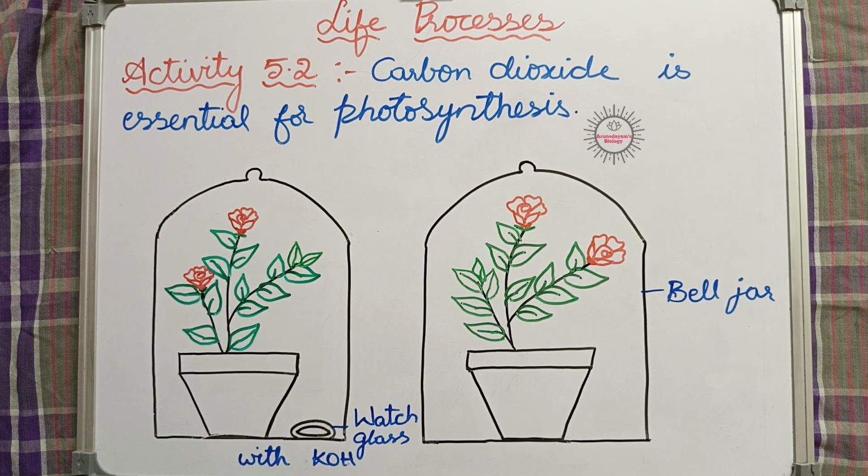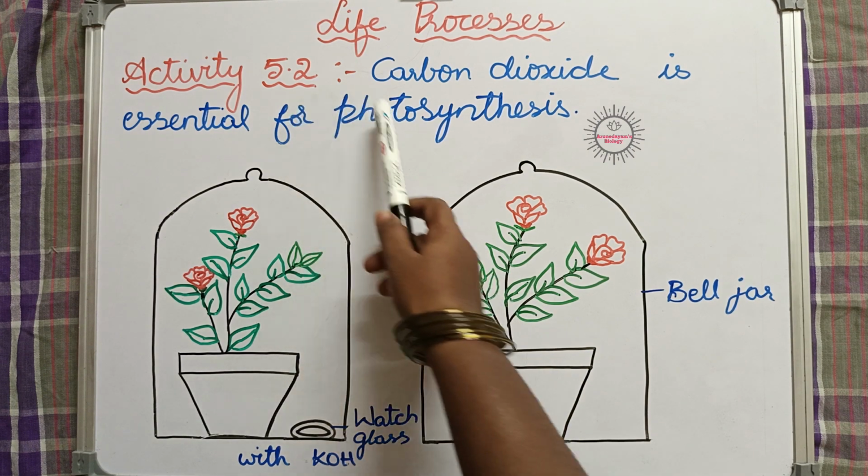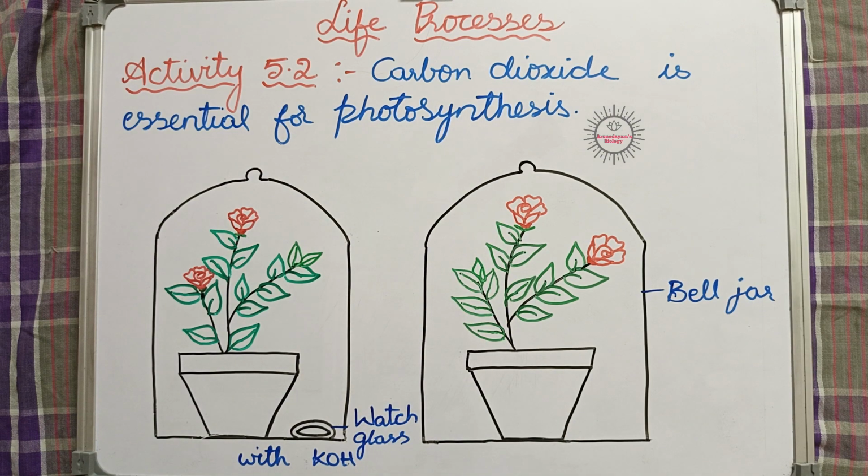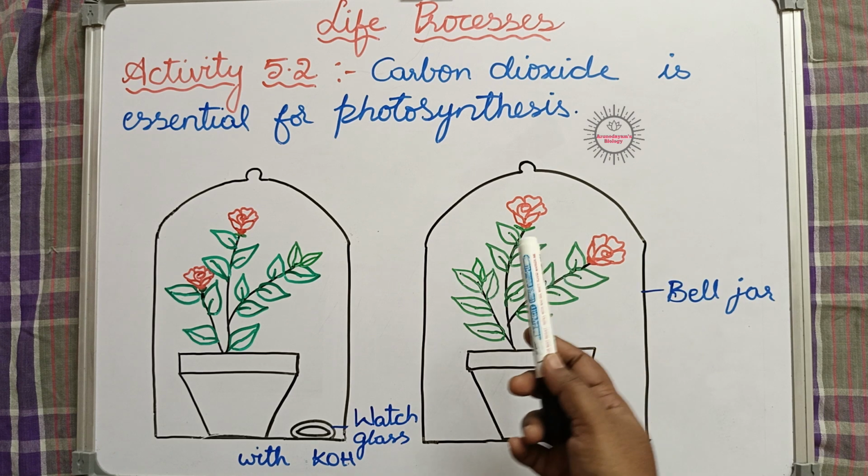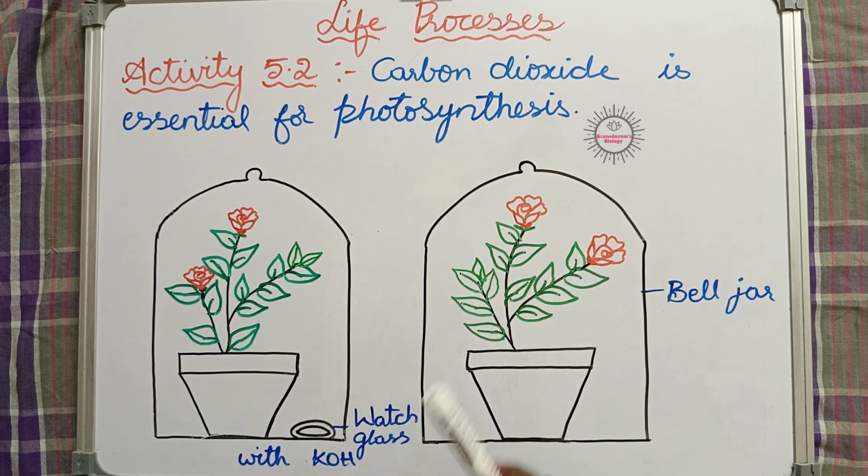Today we are going to learn activity 5.2 from the life processes chapter. Activity 5.2, that is, carbon dioxide is essential for photosynthesis. So already we know that photosynthesis in plants needs four raw materials, isn't it? Four raw materials: sunlight, water, chlorophyll and carbon dioxide. In our previous video we learned how chlorophyll is essential for photosynthesis with the help of an activity. Now we are going to learn how carbon dioxide is essential for photosynthesis, again with the help of an activity. Okay, let us go through the activity.